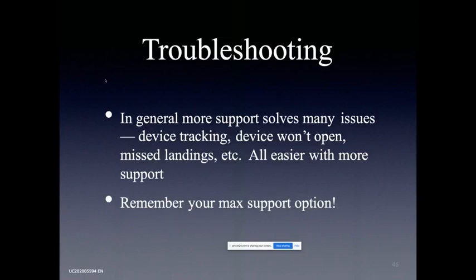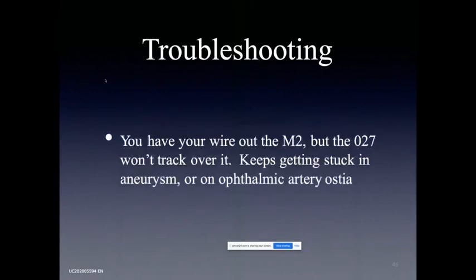If anything is happening, the device isn't going well, any issue, the first, second, and third step should be max out your support. Another thing that is important to understand how to fix is if you have your wire out in the M2 and you're tracking up your Phenom 027, but it will not go. It keeps getting stuck in the ophthalmic artery ostia, or it keeps tracking into the aneurysm, and you cannot get the 027 to track over the Synchro. What do you do in that scenario?